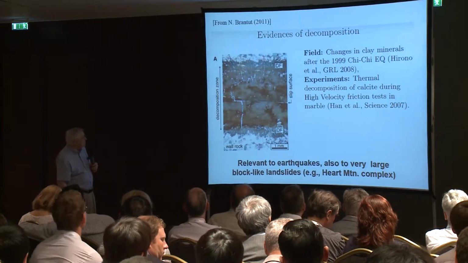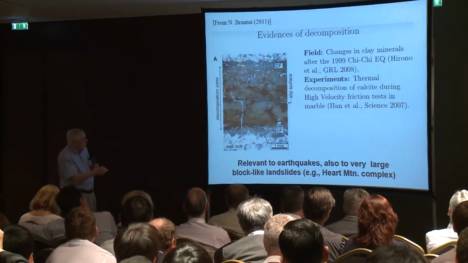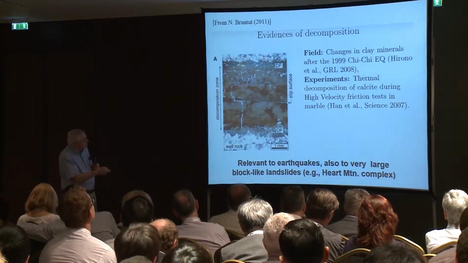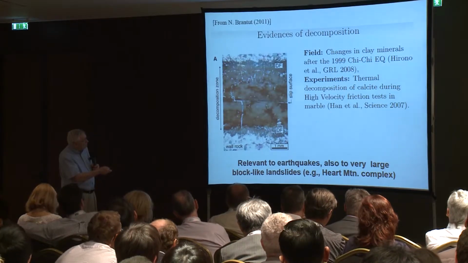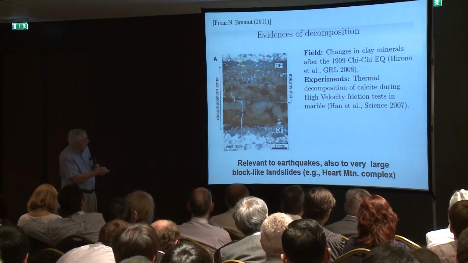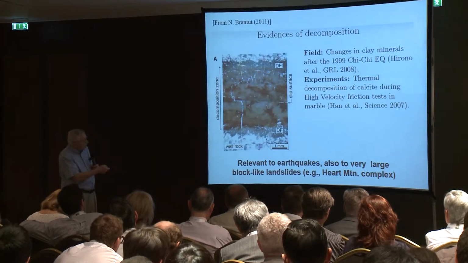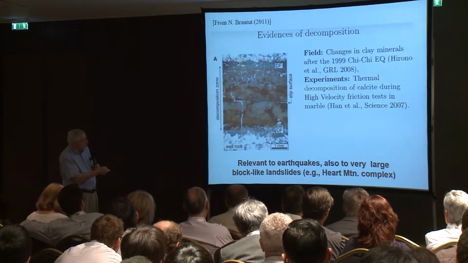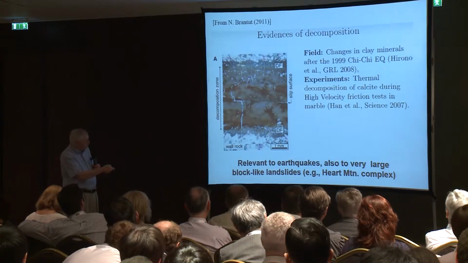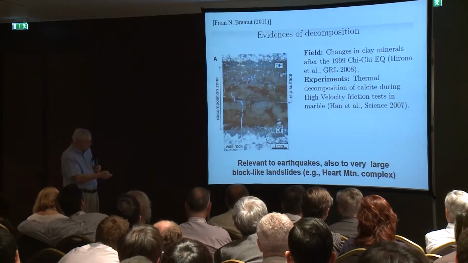So here is an evidence of decomposition, and this is in clay minerals after that Chi-Chi earthquake in Taiwan in 1999. Another is from laboratory friction tests on calcite at high velocities. But you see the idea of a very narrow zone of slip developing within a wider specimen.